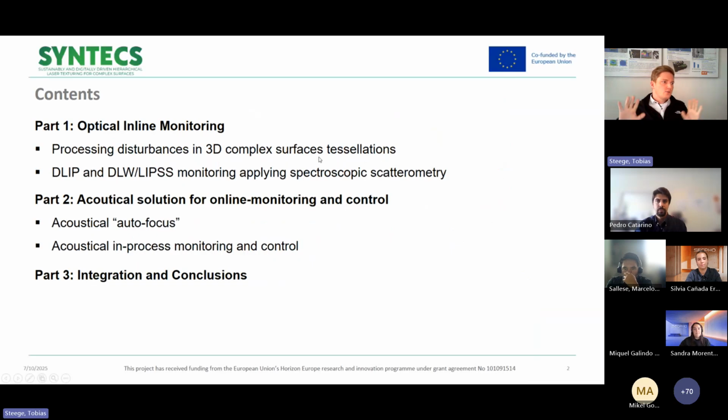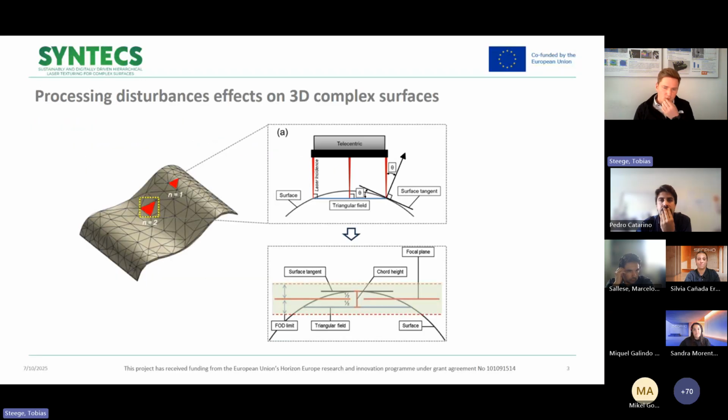I will speak about two approaches we tested: an optical approach and an approach where we recorded the acoustical emission of the process itself. But first, let me tell you shortly why we did this. The goal of the project was to texture 3D parts with a micro texture with DLIP, as shown in the presentation before that, and LIPS.